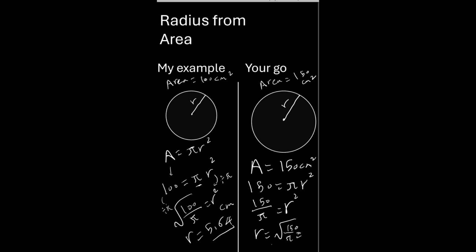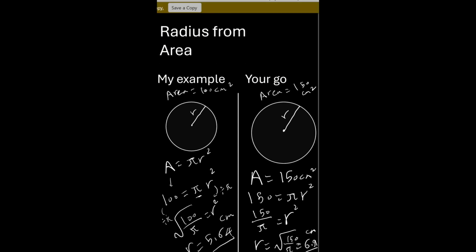Put that on the calculator and you would get 6.9098. To round it to 2 decimal places, 6.91 centimeters. And that is the radius. Now, if you want to check your answers, you can work backwards. So you can do pi times 6.91 squared and see what you get. And if it's close enough to 150, it will be like 149.999 something. So that means that you got it right.